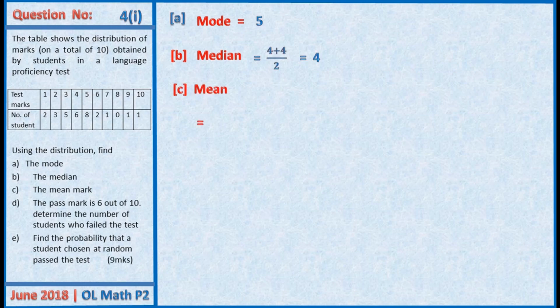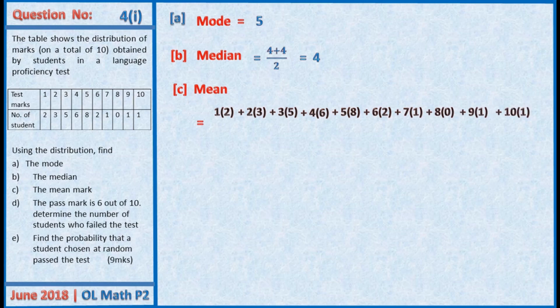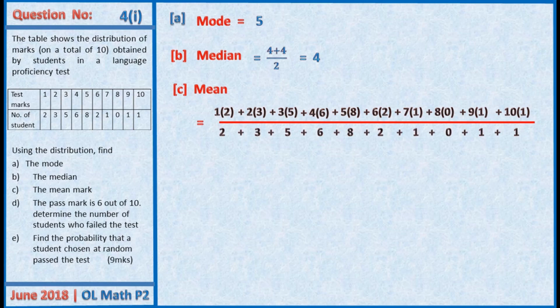Now the mean. For a frequency distribution table as shown, the mean is given by the sum of the product of scores and frequency divided by the sum of frequency. So we have 1 times 2 plus 2 times 3 plus 3 times 5 plus 4 times 6 plus 5 times 8 plus 6 times 2 plus 7 times 1 plus 8 times 0 plus 9 times 1 plus 10 times 1, divided by the sum of all the number of students. That's 2 plus 3 up to 1. This gives us 125 on 30, which is 4.167, or you can write 4.2 to 1 decimal place. It depends on you. The question did not specify.